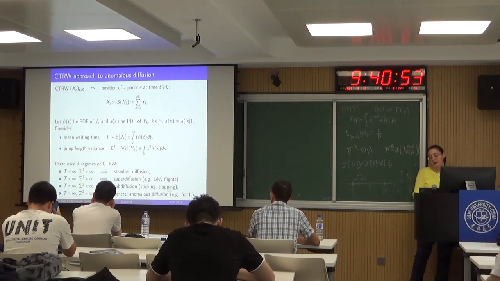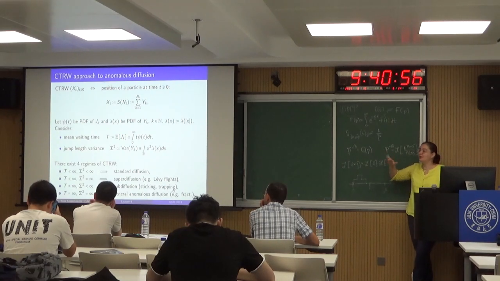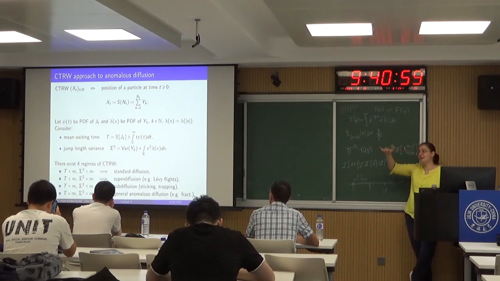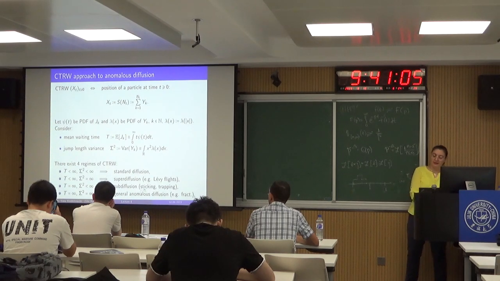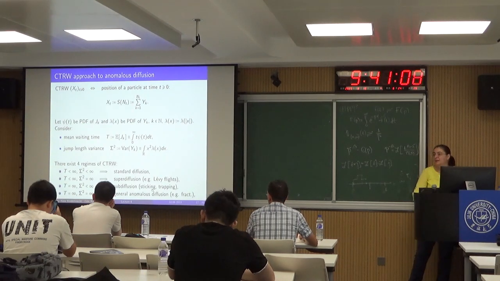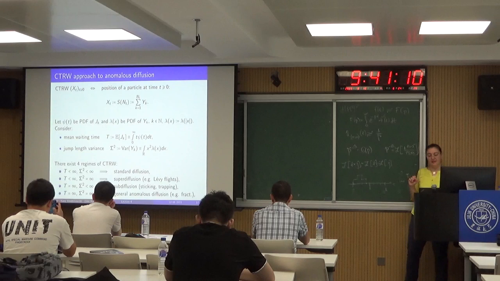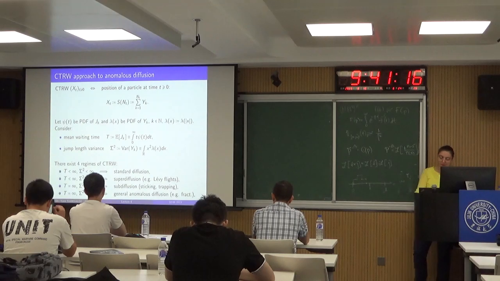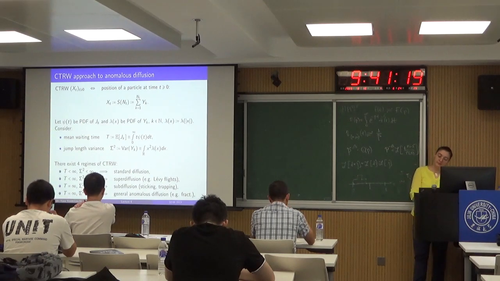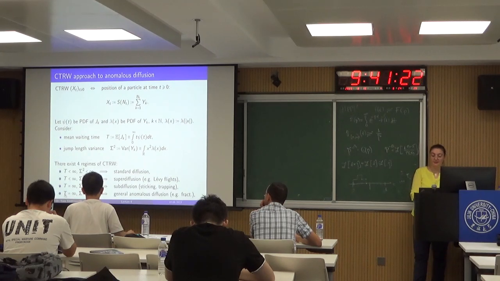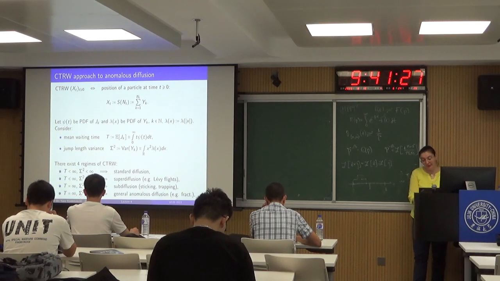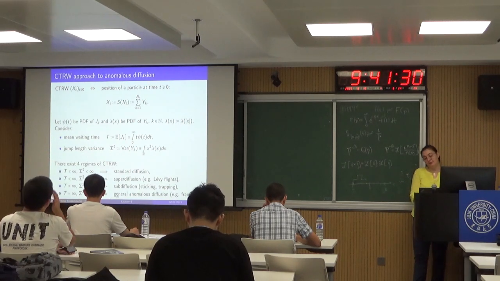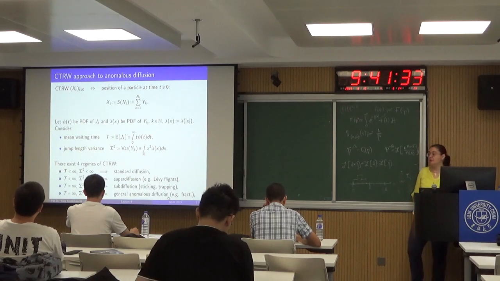So trapping makes sense if we consider like a porous media or like fractal media, and sticking also when we have like a diffusion in a crowded media, and the obstacles may make the particles stick to them and not move further. Okay, and if both things are big, that is, my waiting times are big and jump length variance is big, then we have so-called general anomalous diffusion or fractional diffusion.